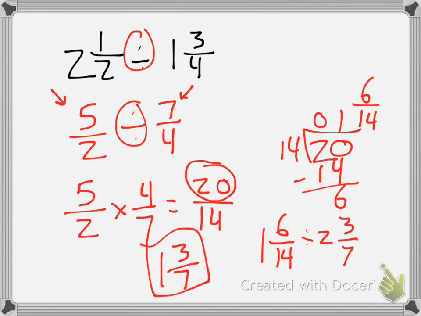3/7. Hopefully that helps. Remember, when you're working with improper fractions or mixed numbers, you've got to make them improper, just like we did in this problem. When you're working with division, you're multiplying by the reciprocal of the second fraction.